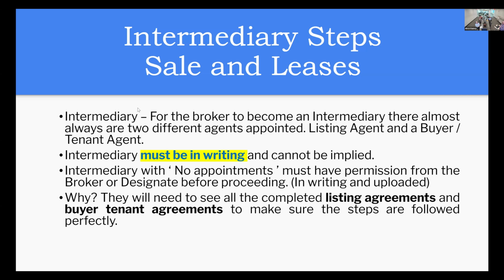Intermediary. What is intermediary? Within the broker, one broker is involved, or two brokers, or one agent represents the buyer and one agent represents the seller. When the broker has a buyer's representation agreement signed and a listing agreement signed, it's up to the broker to decide whether it's with assignments, assigning one person to the buyer and one to the listing, or without assignments, where one agent does the paperwork. It must be in writing. You cannot have implied intermediary.